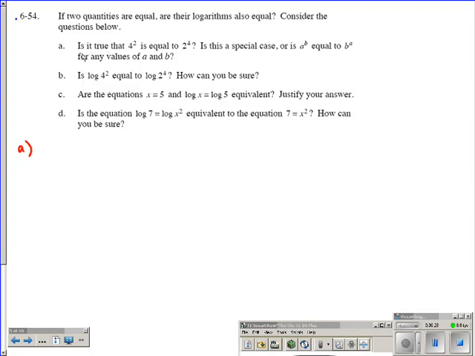Well, first of all, let's look at letter A. If I'm saying here 4 to the 2nd power, I know that's really the same thing as 16. That's the value that it really holds there. And then if we have 2 to the 4th power, well, 2 times 2 times 2 times 2 is also going to equal 16. So it's pretty safe to say that yes, we can say that they are equal.